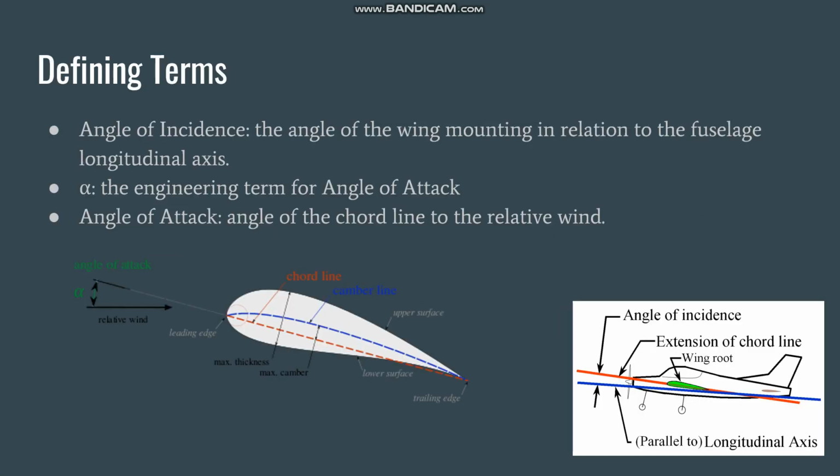So let's define the terms right off the bat. The angle of incidence is the angle of the wing mounting in relation to the fuselage's longitudinal axis. This is, in essence, saying the angle of your wing to the nose. Alpha is the engineering term for angle of attack, which is the angle of the chord line to the relative wind. This dictates your stall characteristics and how much lift and drag your aircraft generates.